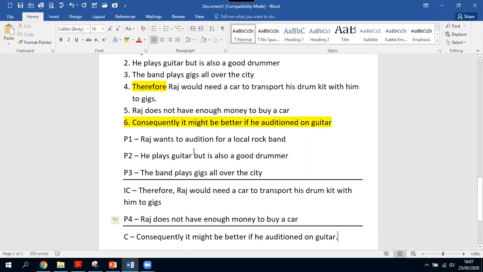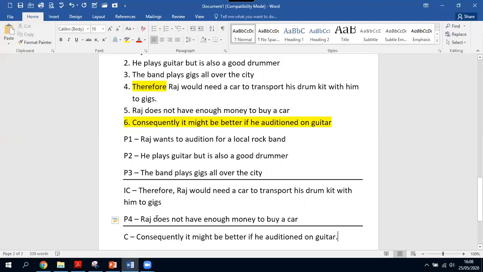What we've got here are 3 reasons why Raj would need to transport his drum kit with him to the gigs. First of all, he wants to audition. So that's a consideration that he needs to make. Second of all, he plays the guitar, but he's a good drummer. And the band plays gigs all over the city. So if the band plays gigs all over the city, then it follows that he would need to have a car to transport his drum kit with him to gigs. With a guitar, you can just carry it over your shoulder. With a drum kit, you'll be lucky if you carry that with you all over the city.